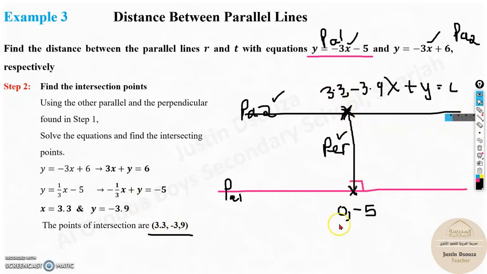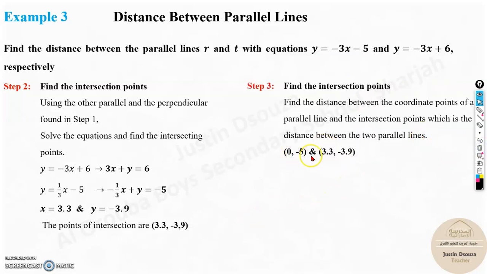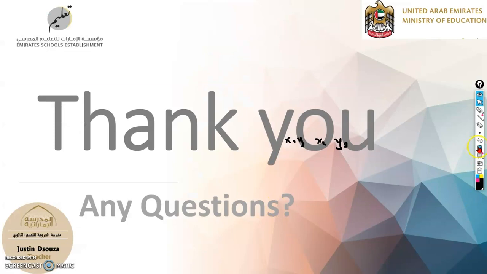If we find the distance between 0 comma minus 5 and 3.3 comma minus 3.9, we will get the perpendicular distance. Let us do it now. The intersecting points are 0 comma minus 5 and 3.3 comma minus 3.9. Find the distance. Over here, x1, y1, x2, y2. Find the distance between them. And over here, you will get the answer 3.48 units. So the distance between the parallel lines of these two equations is 3.48 units. That is the answer for this question. So that is how we solve this particular lesson.